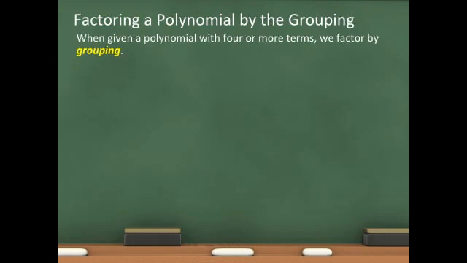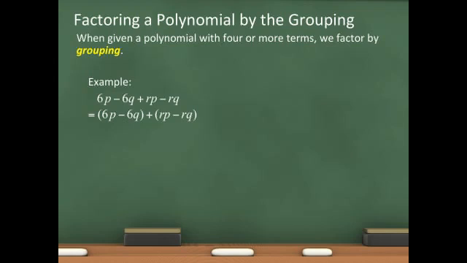When given a polynomial with 4 or more terms, we factor by using the grouping strategy. Basically, you group your terms and factor out a GCF from each group. Let's look at some examples. In the first example, we have 6p minus 6q plus rp minus rq. We can group the first two terms together because they have the 6 in common, and we group the last two terms because they have the variable r in common.